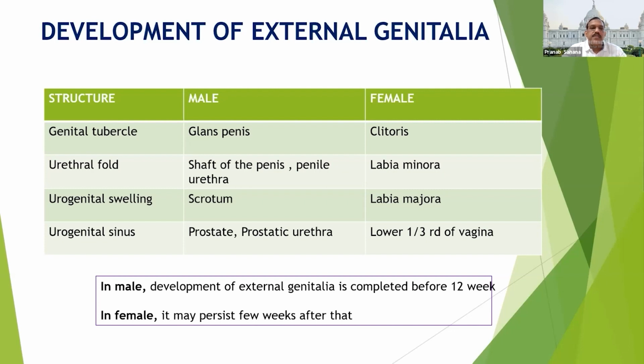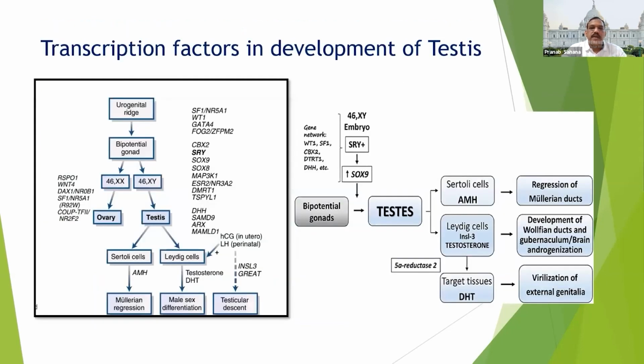Numerous genes or transcription factors are involved in the development and determination of testis, and these are steroidogenic factor 1, WT1, GATA4, SRY, that is sex determining region Y, SOX9, MAP3K1, and several others. However, the most important genes in determination of testis are SRY, that is sex determining region Y, and SOX9.